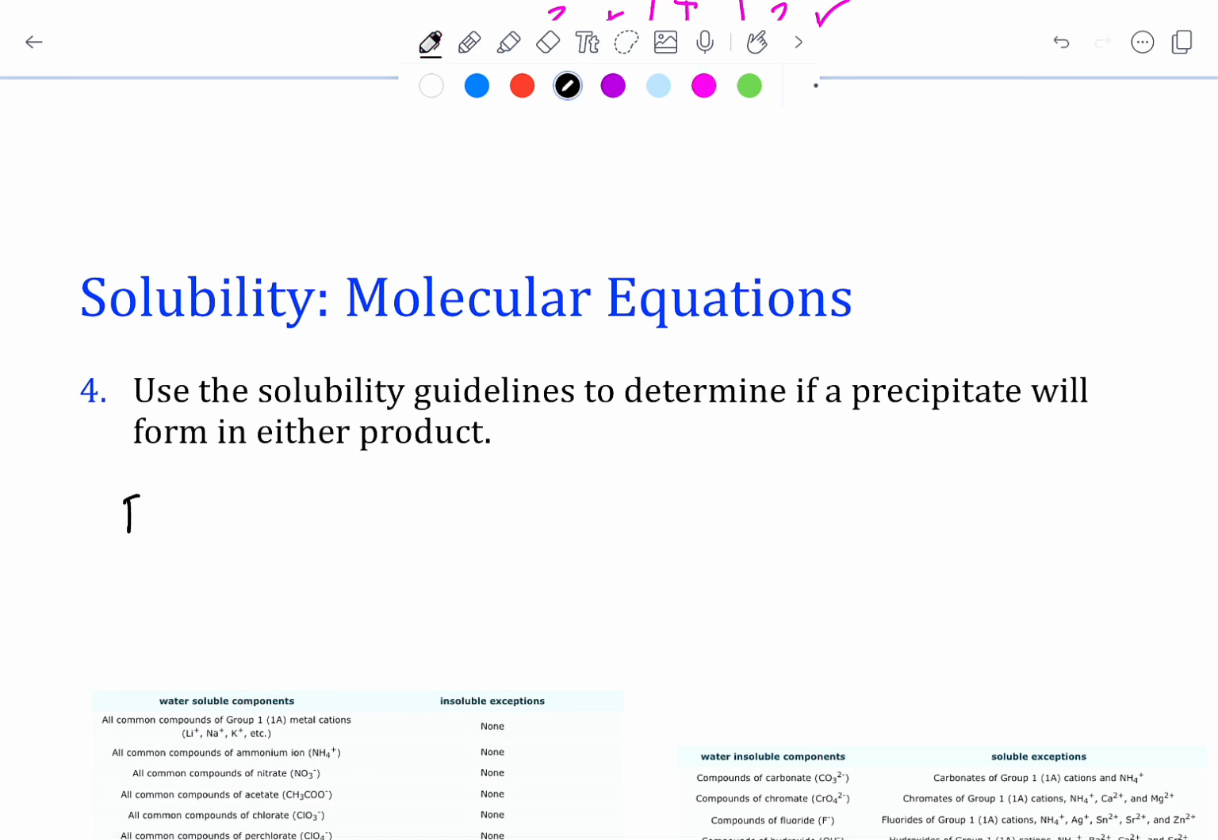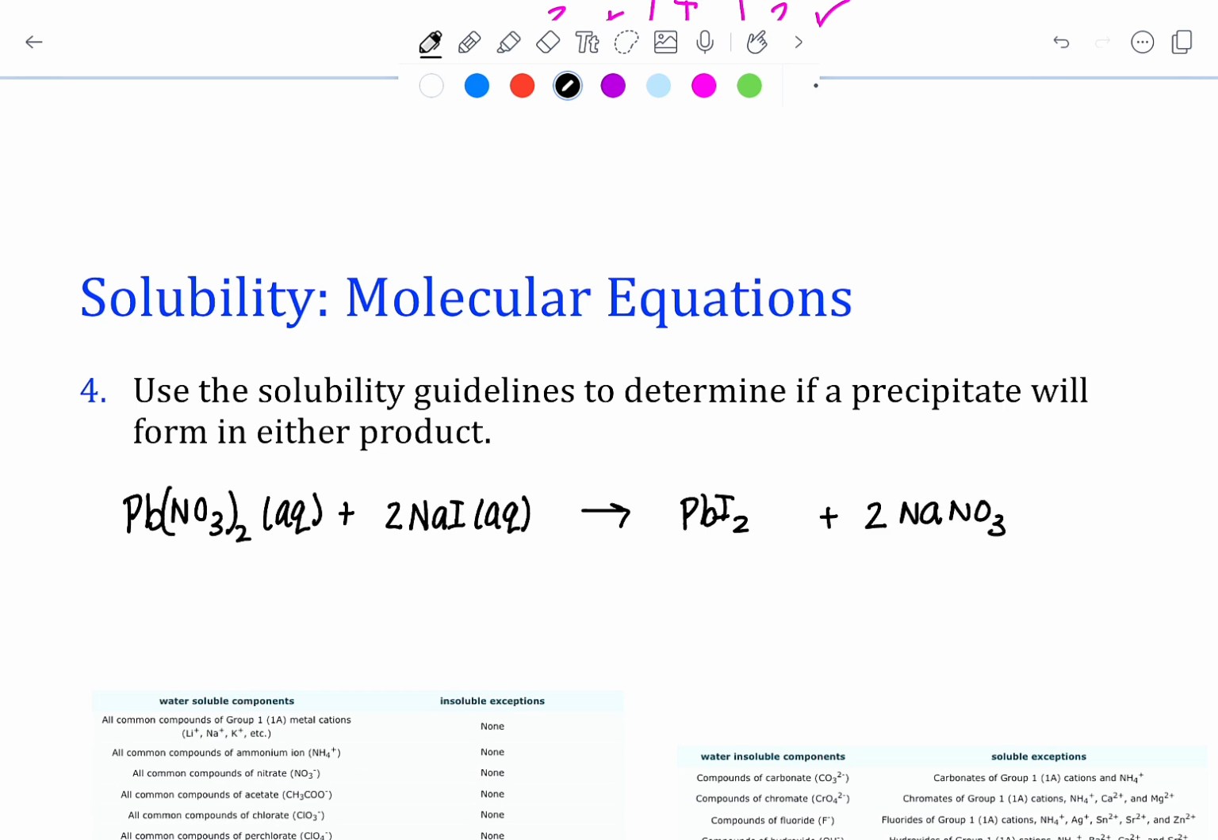So we have Pb(NO3)2, which is aqueous, with 2 sodium iodides, also aqueous, react to form PbI2 plus 2 sodium nitrates. So we need to determine what our states of matter are going to be on PbI2 and sodium nitrate.